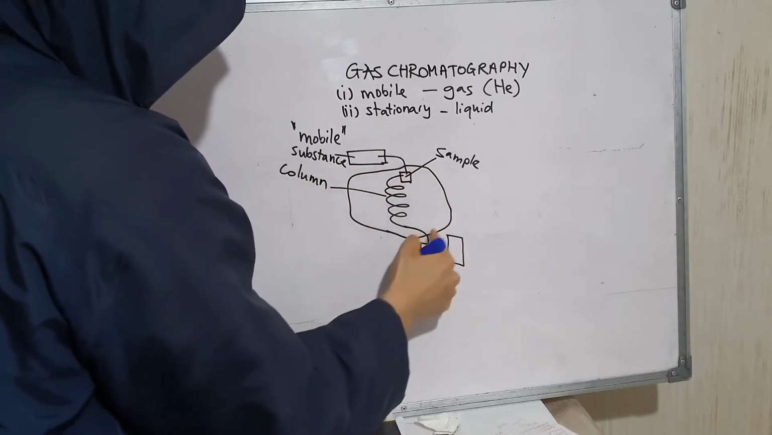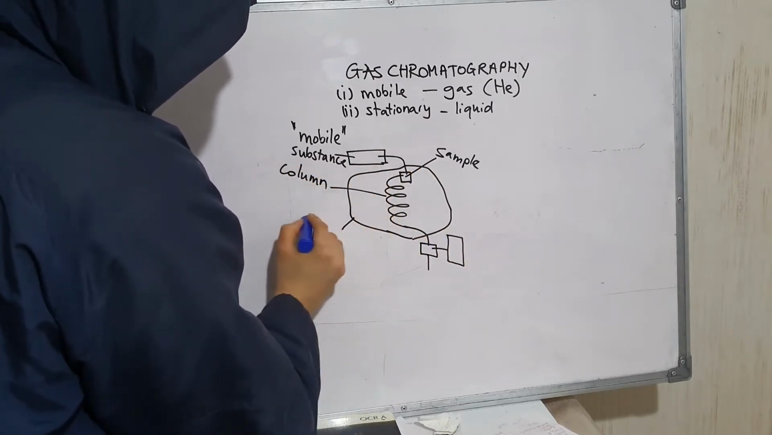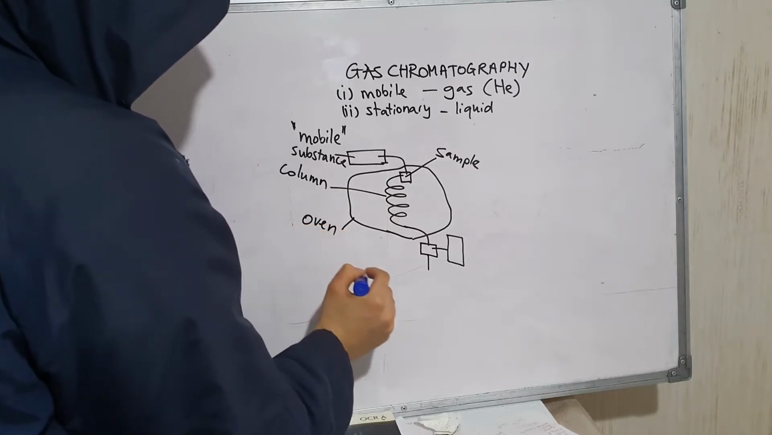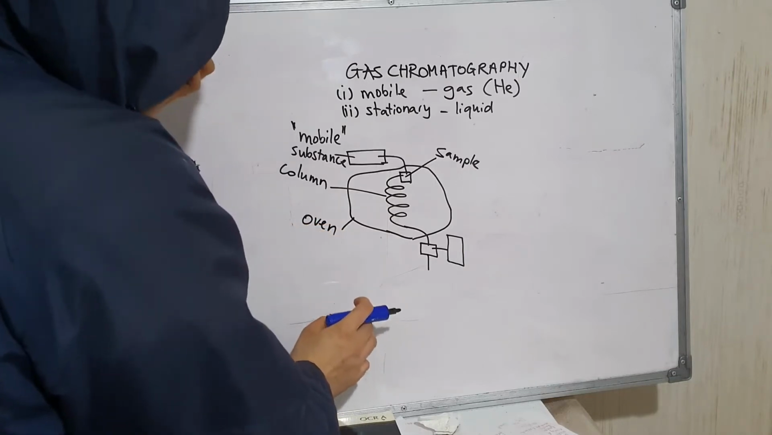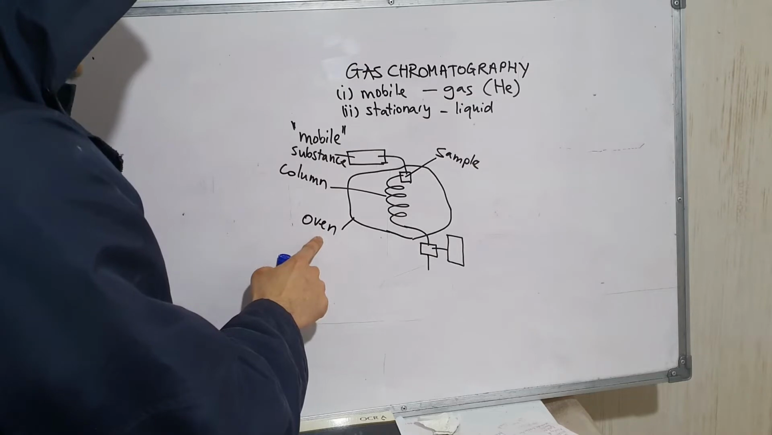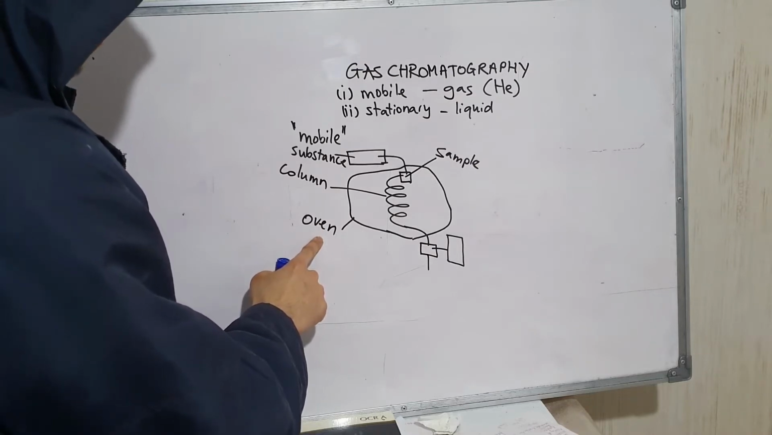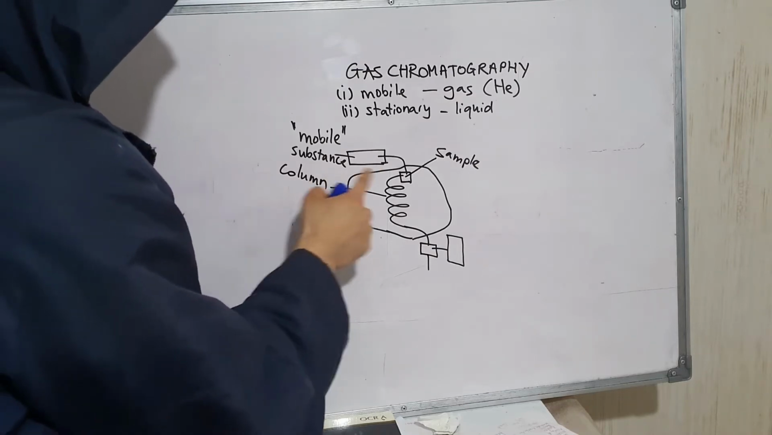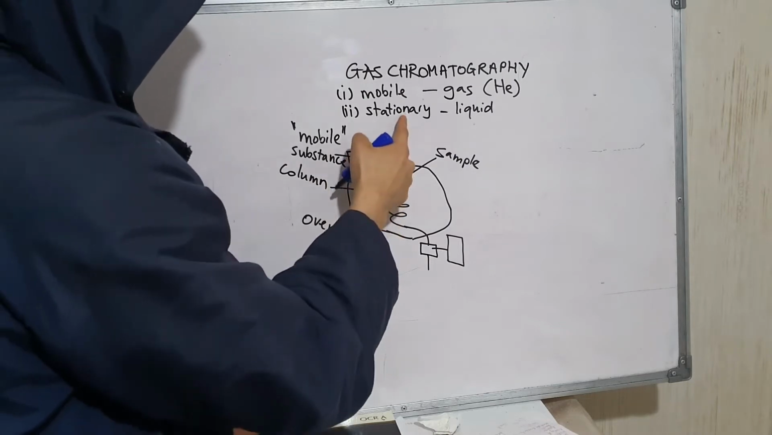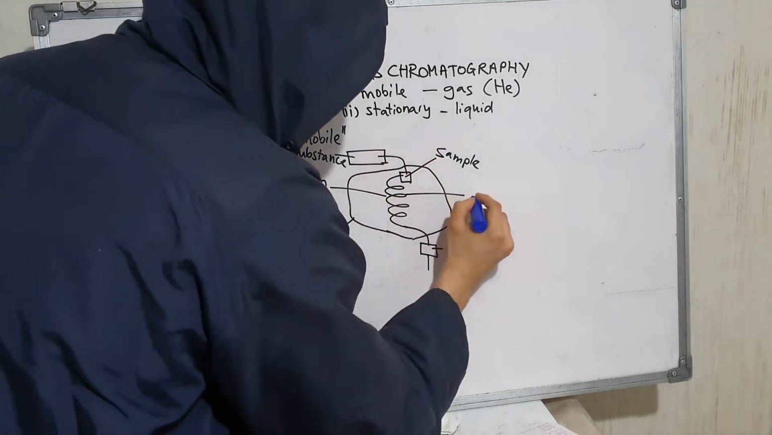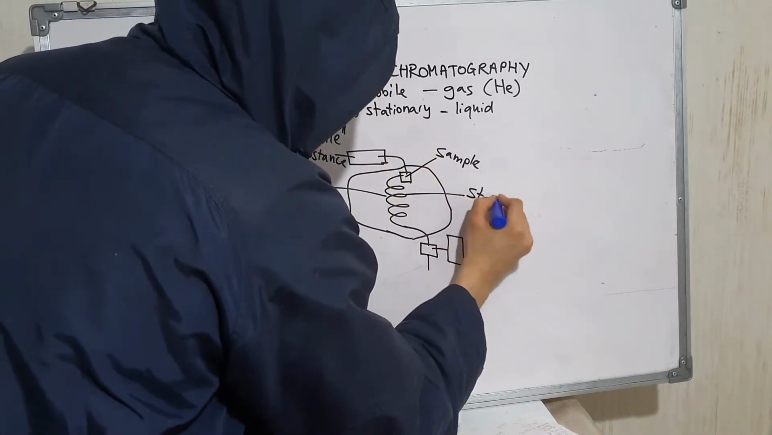This box thing is called the oven. Now the oven, you can adjust the temperature. Okay, so the column, inside the column, you may have the stationary phase. So inside the column is the stationary phase.